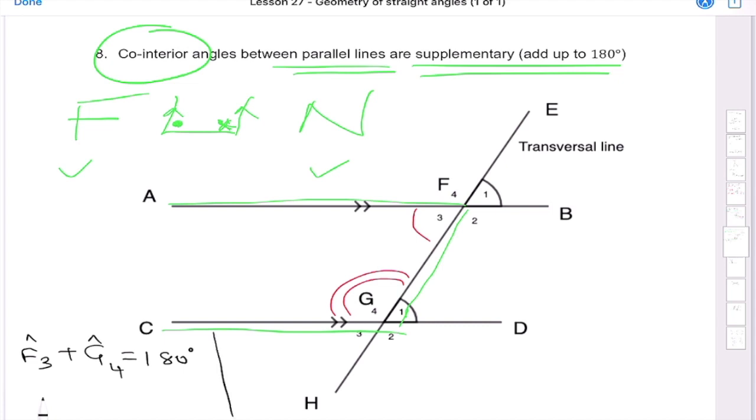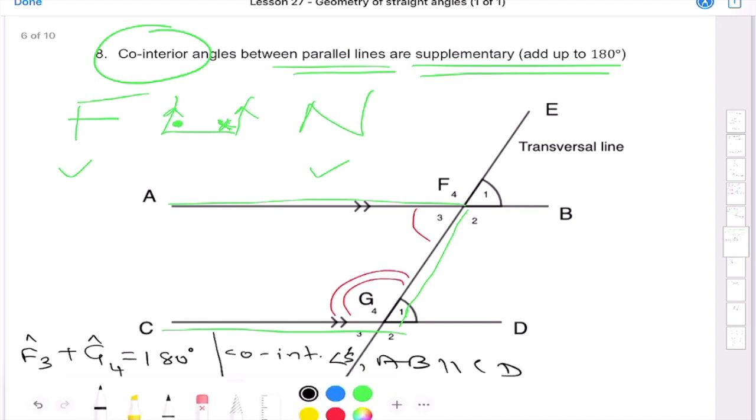Then we give a reason for that. This is because these are co-interior angles. And if you say co-interior angles, then you need to state the parallel lines. AB is parallel to CD.